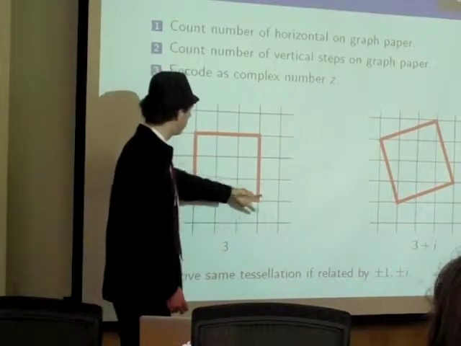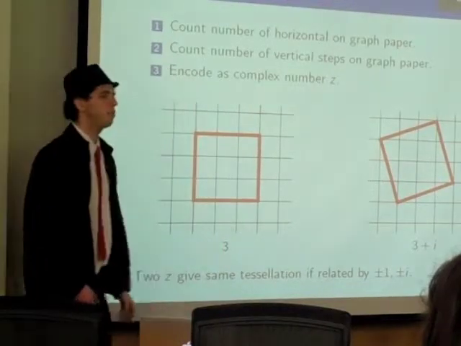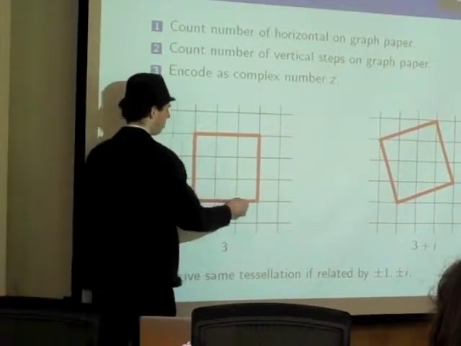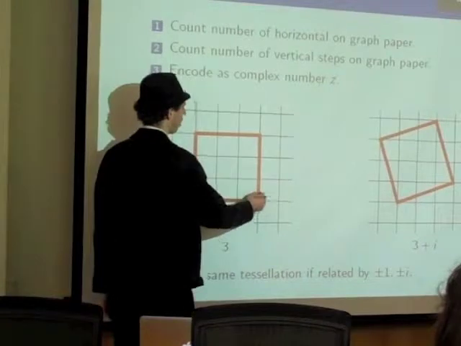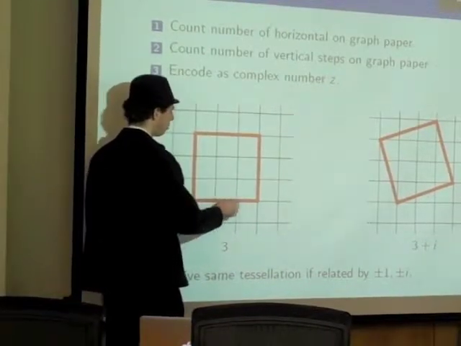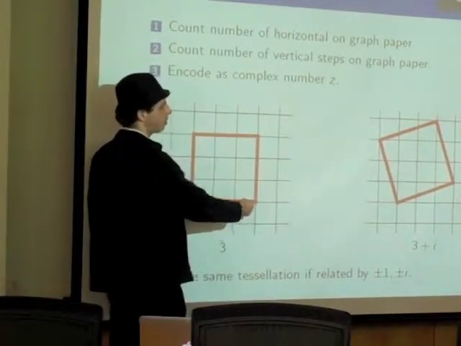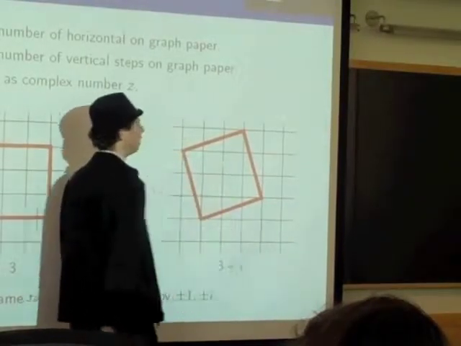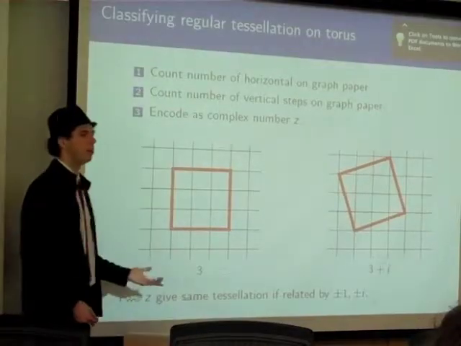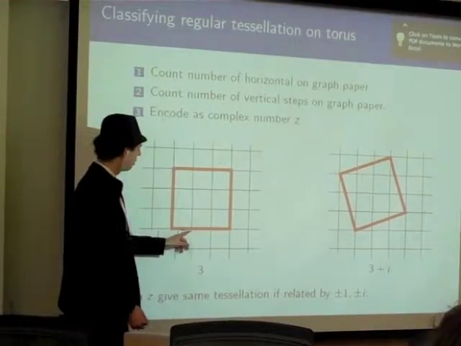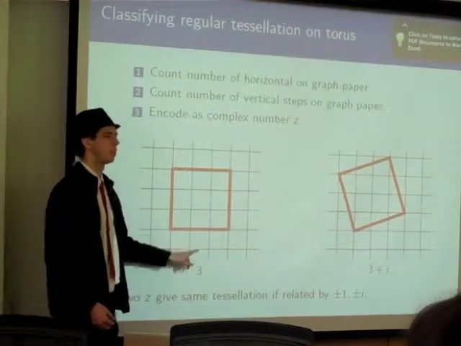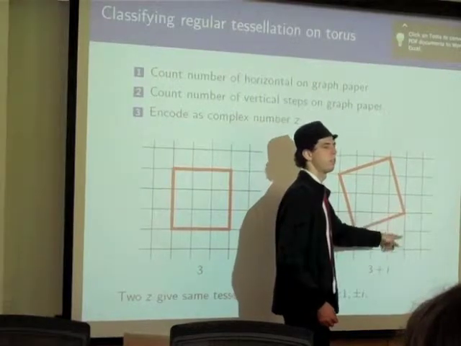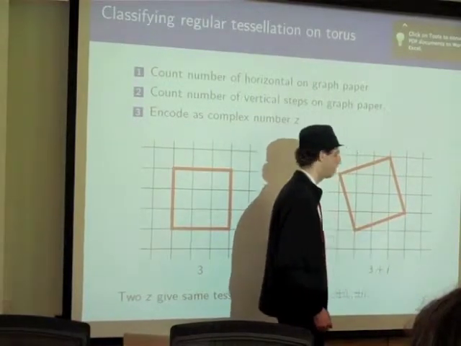If we have such a square, then you can do the following. You can take 2 vertices on an edge. You can count how many horizontal steps you go, and you can count how many vertical steps you go. So you go 1, 2, 3 horizontal steps, but no vertical steps. And here you go 1, 2, 3 horizontal steps and 1 vertical step. And then you can encode that as a complex number. So in this case, you just write 3. And in this case, you would write 3 plus i, for the 1 horizontal and the 1 vertical step.